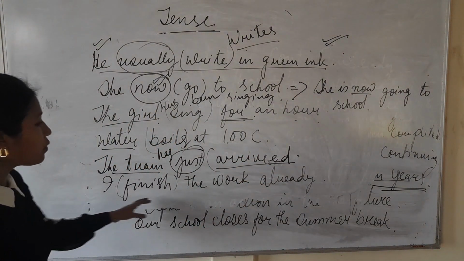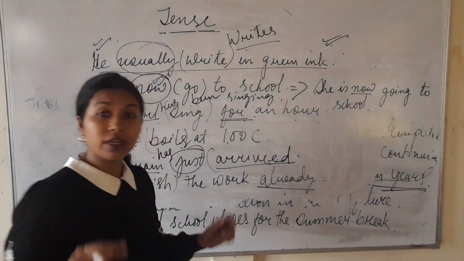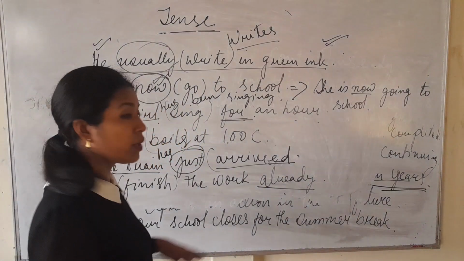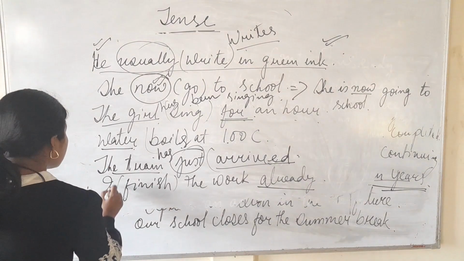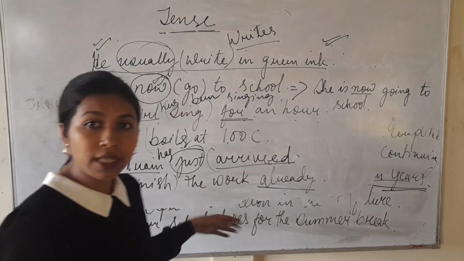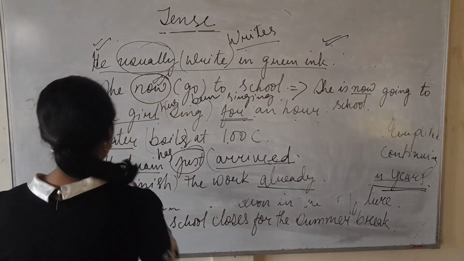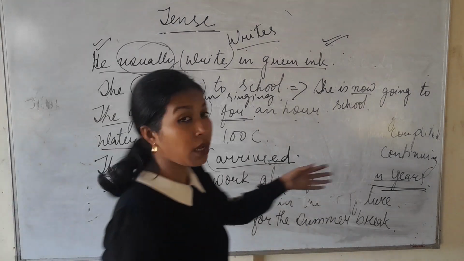Then we have: I finished the word already. The word already is there. The word already also comes in present perfect. I have already mentioned some words which are used in present perfect. So this will change into present perfect. With I, which do you use? Have. I is first person, so you use have. I have, then finish changes into finished. I have finished the word already.